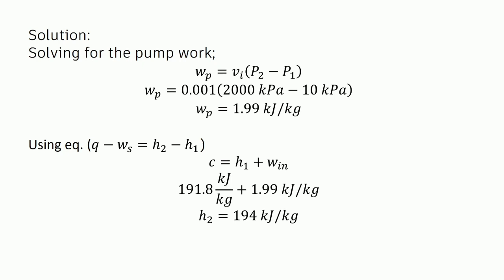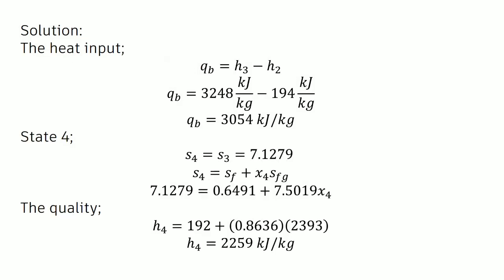For our heat input, we have the specific heat equivalent to the difference of the specific enthalpies at process 2 to 3. We have the heat to be 3248 kilojoules per kilogram minus 194 kilojoules per kilogram. The heat input is 3054 kilojoules per kilogram.